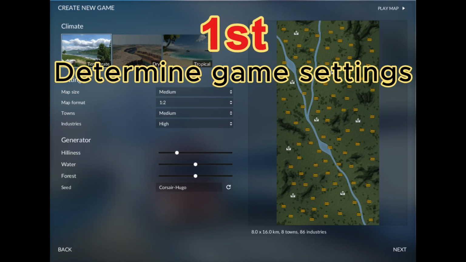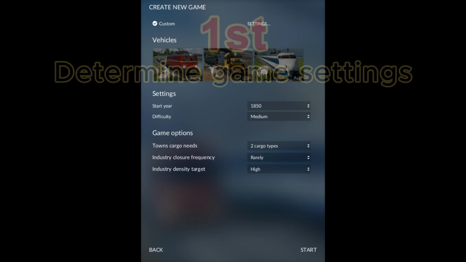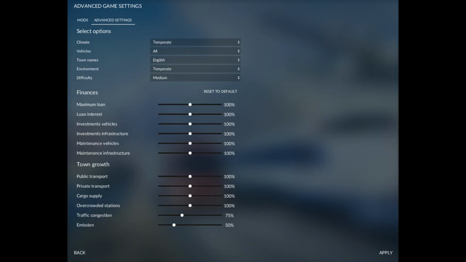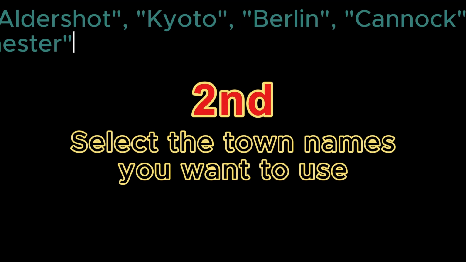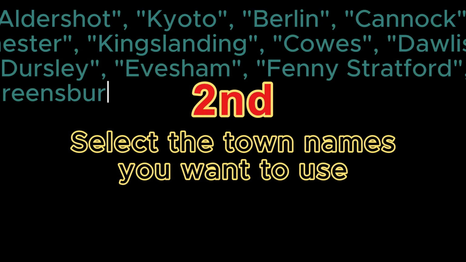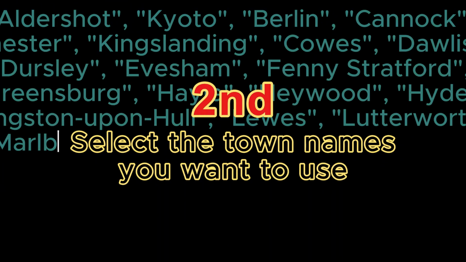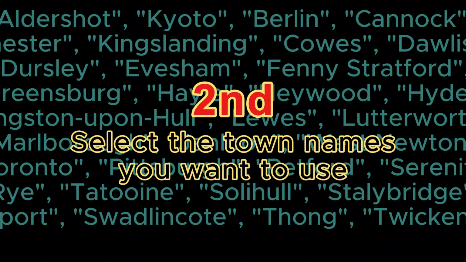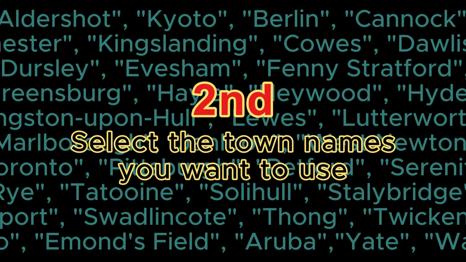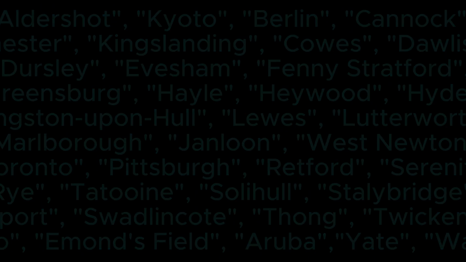The first step is to determine the game settings you will be using, including the map seed. The settings I am using and why I'm using them are in a separate video. That video will be linked below. Next, determine the town names you want to use. At the end of this video, I will go over the town names I am using and why their position on the map was important to me. You, of course, are free to name the towns whatever you want and configure them however you choose.